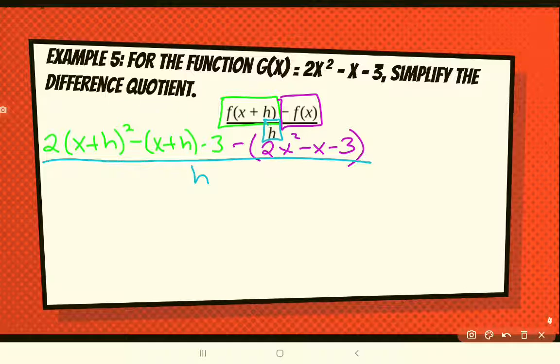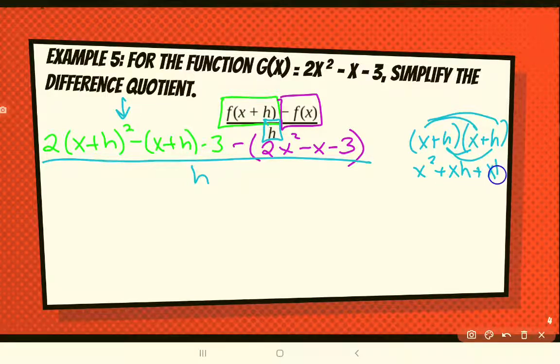Well, the first thing I've got to take care of is this right here. I have an x plus h squared. So I'm kind of going to come over to the side here and take care of x plus h squared. So that's x plus h times x plus h. Well, I'm going to have to FOIL that or distribute. So x times x is x squared. X times h is xh. H times x again is xh. And then you have plus h squared.